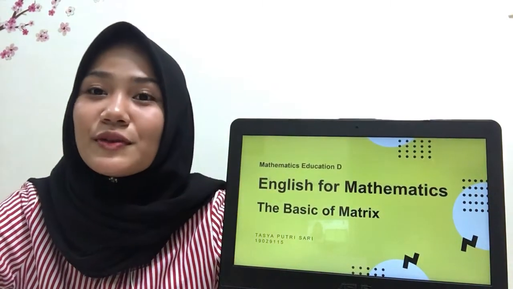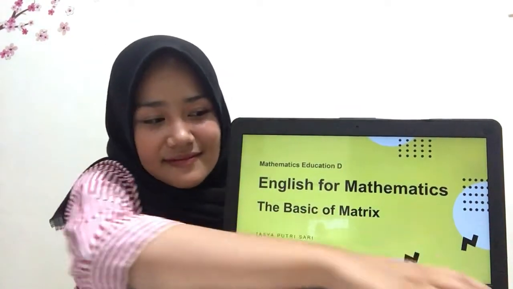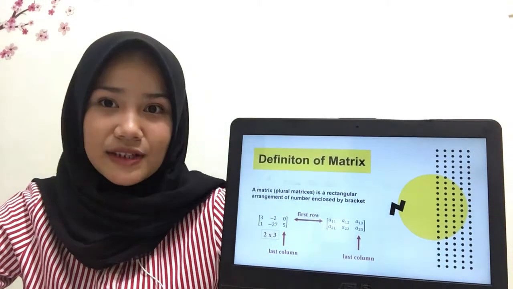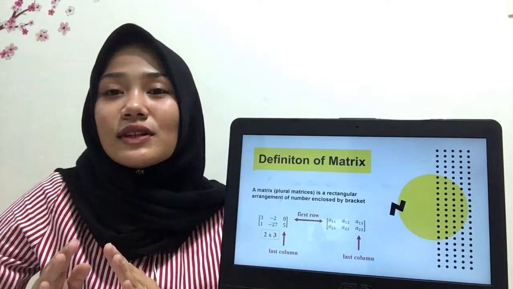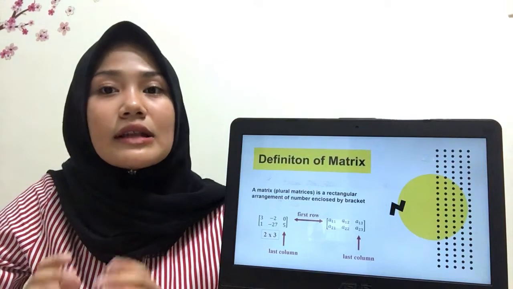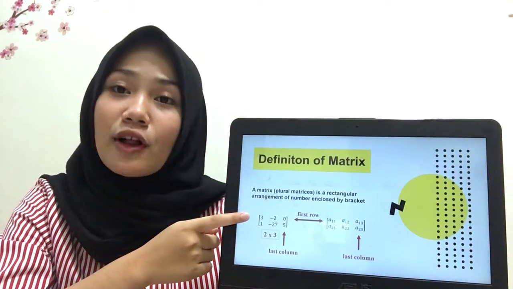Now, I'm going to present about the basics of matrix. So the first is the definition of matrix. So what is a matrix? A matrix is a rectangular arrangement enclosed by a bracket. We can use a regular bracket or a square bracket like this. This one is an example of a matrix.